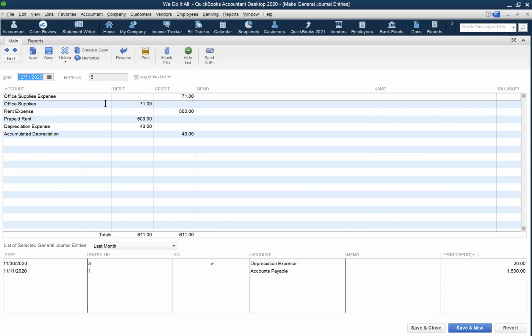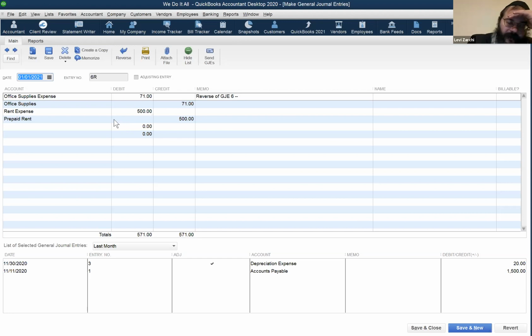You're in the reversing entry or in the first entry? The reverse of GJE 6. So your journal entry 6 looks like this. Your reversal has two ones left. Why do I have undeposited funds 1,000? Something is majorly wrong here. I don't have rent expense. I don't have all that. Where do you have undeposited funds 1,000? In the journal entry? Never mind, I obviously was wrong. Let me go to rent expense.